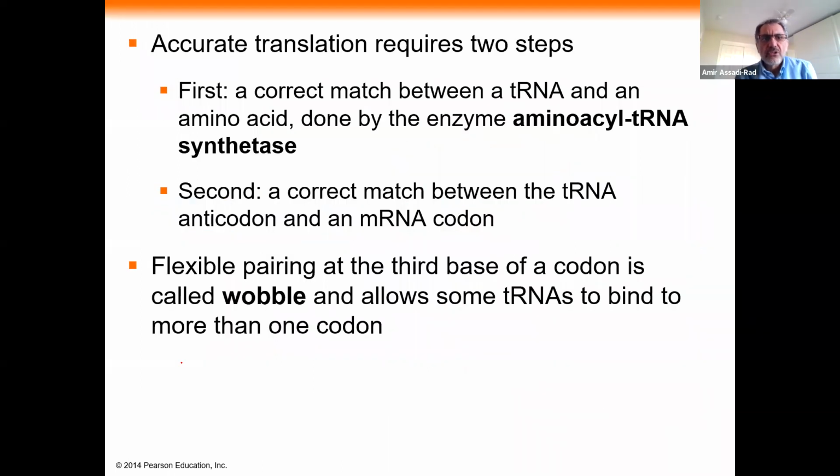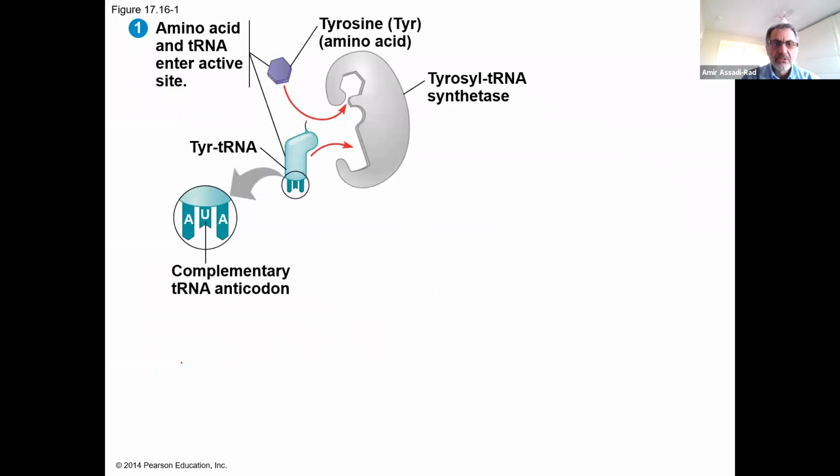It's U instead. So accurate translation requires two steps. First, a correct match between tRNA and amino acid, done by aminoacyl-tRNA synthetase. And second, a correct match between the tRNA anticodon and mRNA, which we already talked about. Flexible pairing at the third base of a codon is called wobble and allows some tRNA to bind to more than one codon.